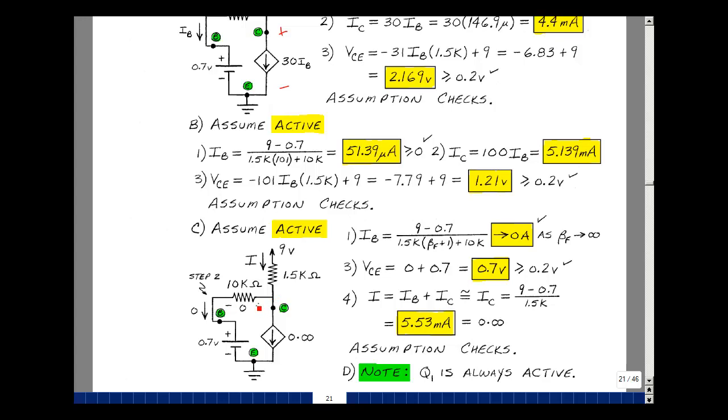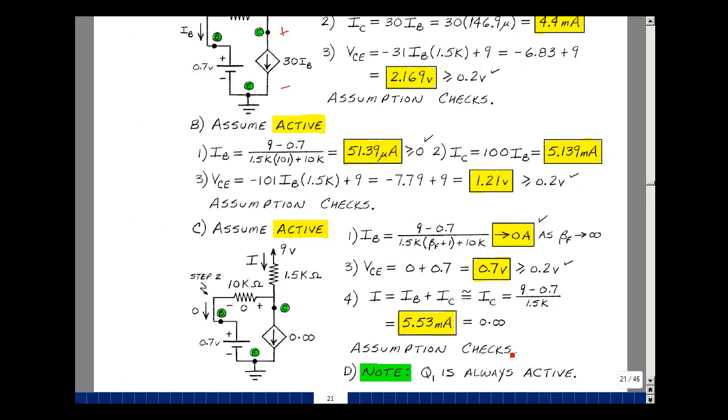With this current being 0, then this current is the same as this one. The value here is going to be infinity times the base current. If the base current's approaching 0, then I have 0 times infinity. If you remember from calculus, that's indeterminate. It actually can take on any value it needs to. In our case, it's going to be equal to the current that's in this resistor, which would be 9 volts minus this node voltage, which is 0.7, and then divided by 1.5K, and that's 5.53 milliamps. And that's going to be the value of 0 times infinity.